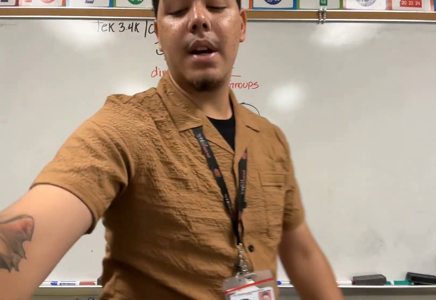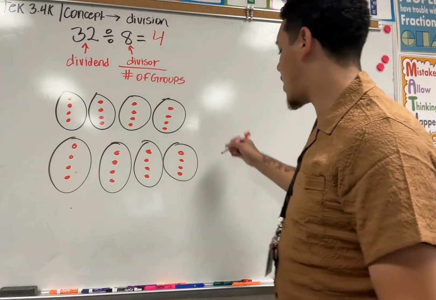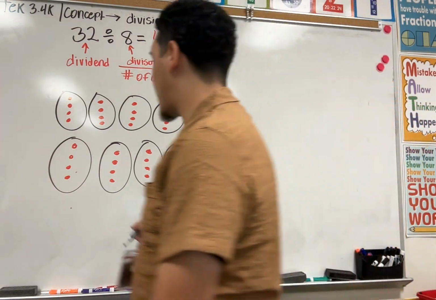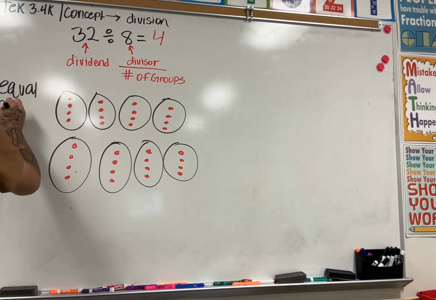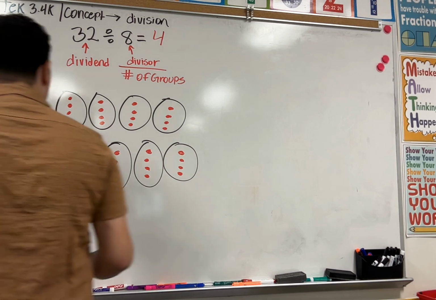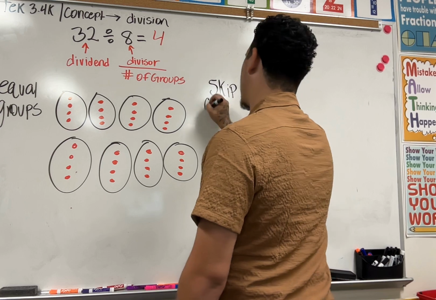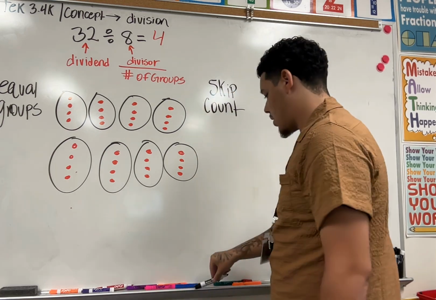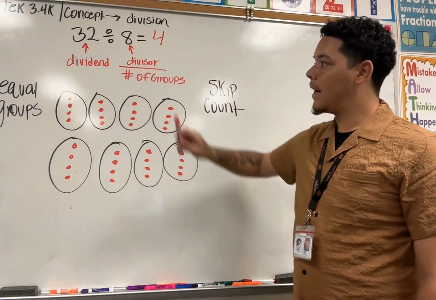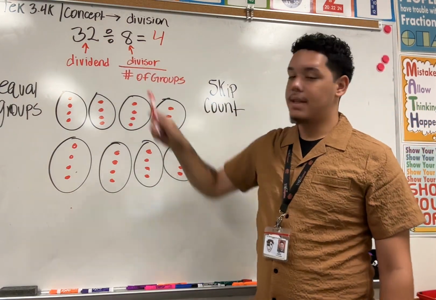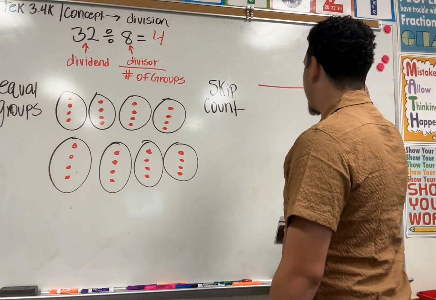All right, now if we come over here, I'm going to take a look at this second strategy, and this is called skip counting. So here, this method that we just did was called equal groups. And now I'm going to do the skip counting method. So let's go ahead and skip count. We're going to skip count by our divisor, and we're going to stop when we get to this number of 32. So we're going to skip count by 8s. And the way I like to do this, I like to set up a little table here.